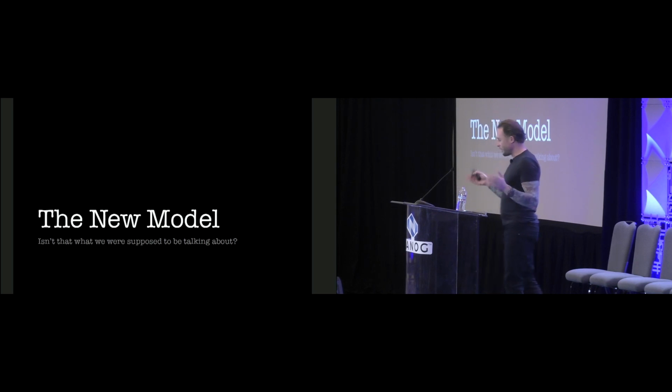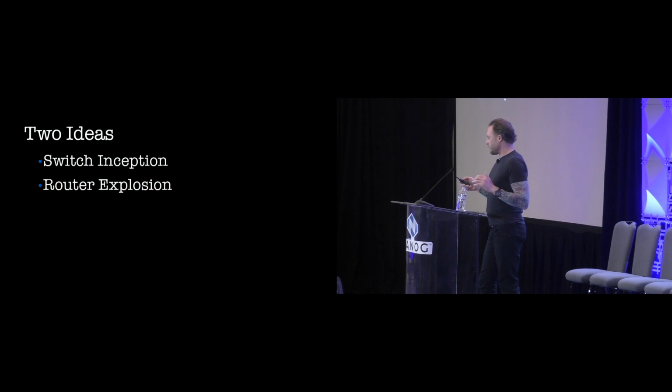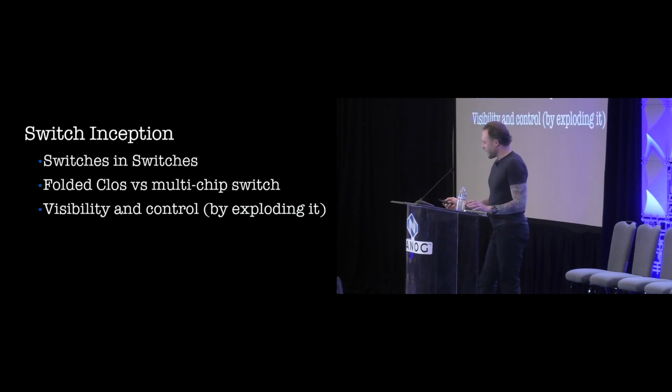So, all right, finally, the new model, right? There's two ideas that led me to thinking about networks in a new way. The first one is what I'm calling switch inception, and the second one is router explosion. So we'll look at each one here. The first thing is this idea of switches in switches, and the comparison of a folded-Clos network, like the leaf-spine network, versus what a multi-chip switch looks like, and the potential to have more visibility and control by exploding that switch, right?